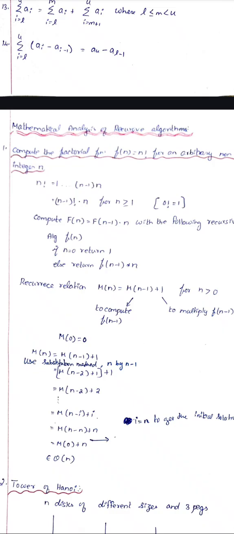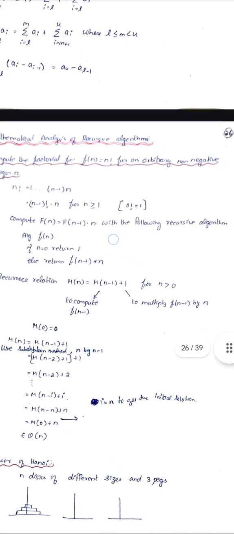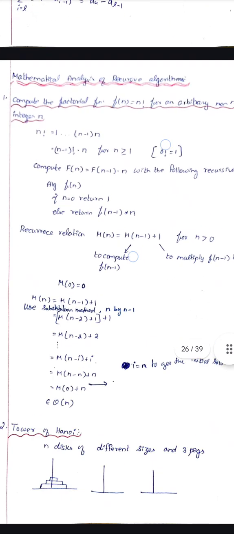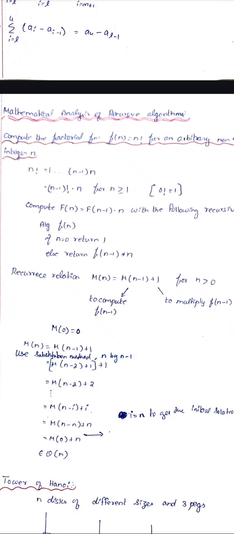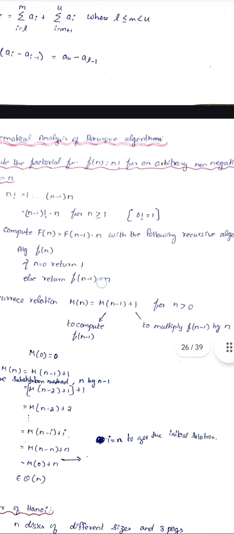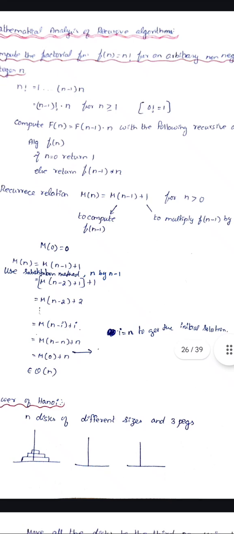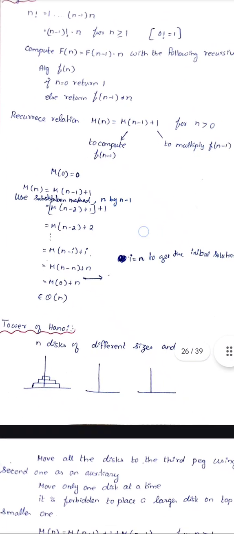Compute the factorial function f of n equals n factorial for an arbitrary non-negative integer, that is n factorial equals 1 to n minus 1 into n minus 1 factorial into n. Then for n greater than or equal to 1, compute f of n equals f of n minus 1 into n, that is with the following recursive algorithm. How does this recursive algorithm work?